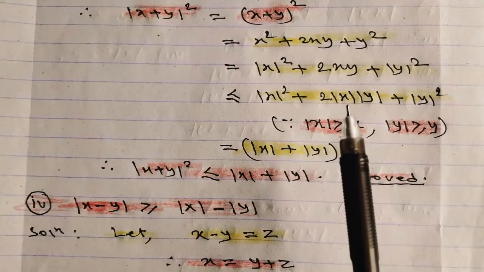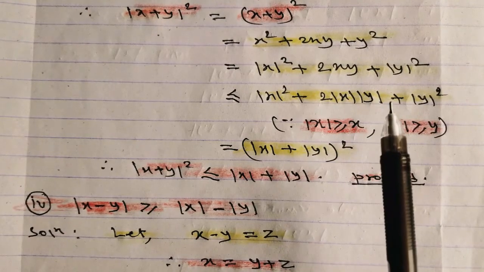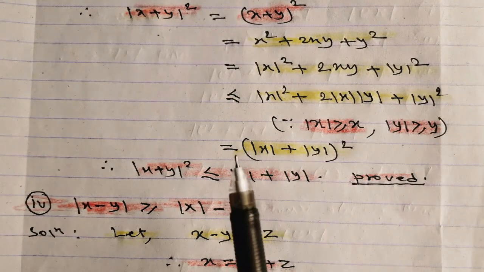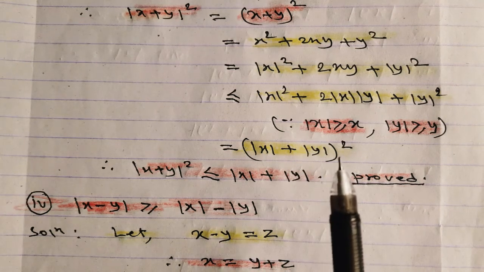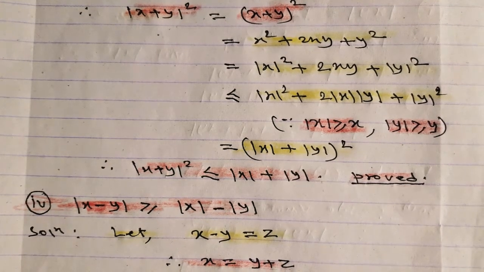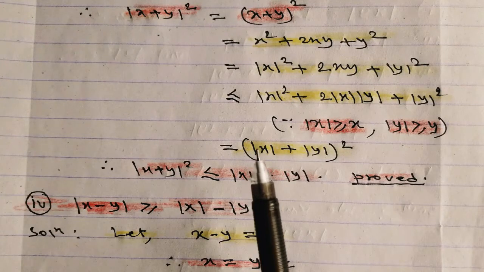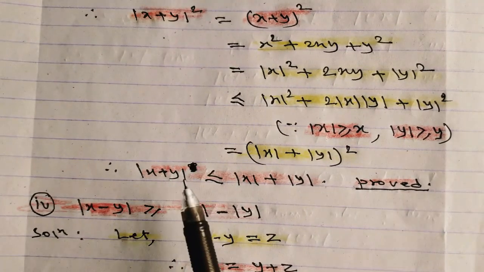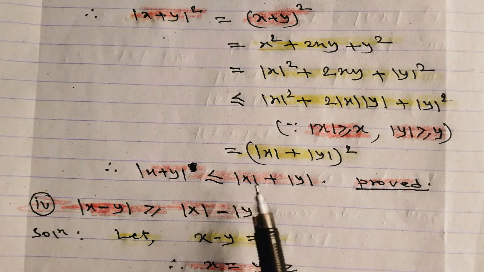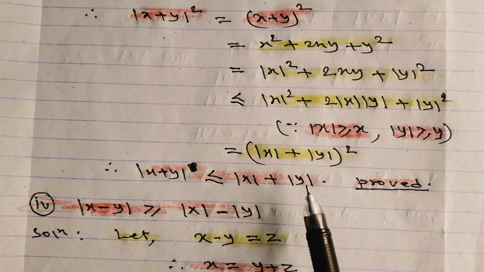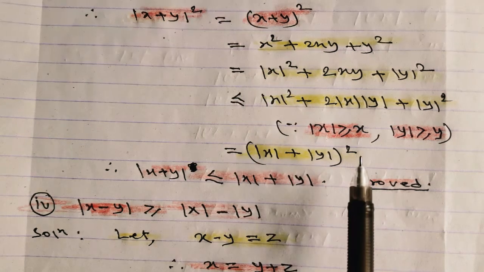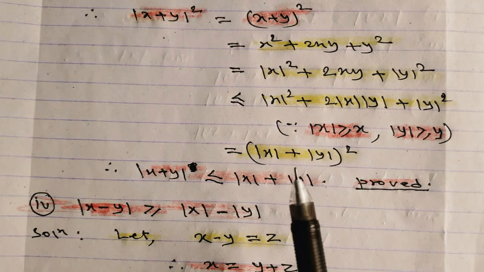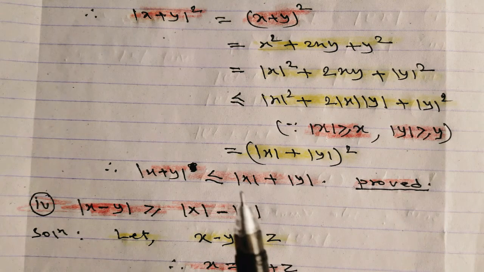Modulus of x square plus 2 times modulus of x into modulus of y plus modulus of y square we can write as modulus of x plus modulus of y whole square. So now square we can cancel from both sides, then we'll get modulus of x plus y is less than or equal to modulus of x plus modulus of y. After cancelling square from both sides, we get the proof of the property of absolute value of real number.